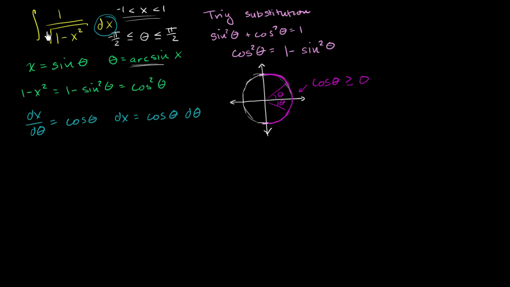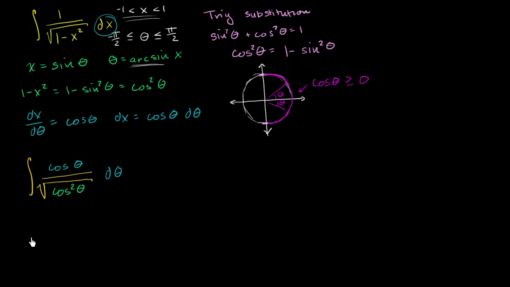Now we can replace everything that's in terms of x with things in terms of theta. So our original expression becomes the antiderivative of, and instead of writing 1 times dx in the numerator, I'll just write cosine theta d theta, all of that over the square root of 1 minus x squared. We already know that 1 minus x squared is 1 minus sine squared theta, which is cosine squared theta.